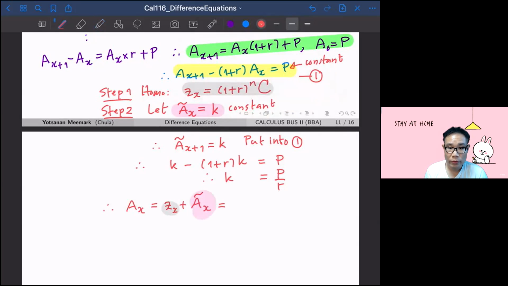So you're going to just answer (1 plus r) to the n. It's going to be (1 plus r) to the n times constant c, plus p over r. Okay, so this one will be your a_x. And so you're going to have a_0 equal to p. Okay, so you have a_0, so it's going to be p.